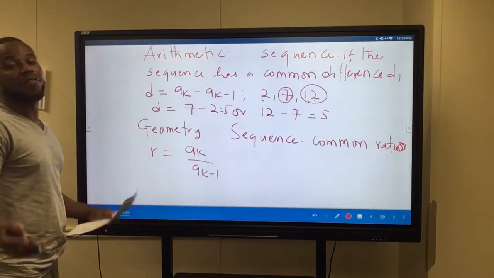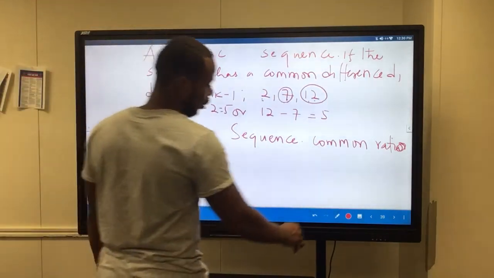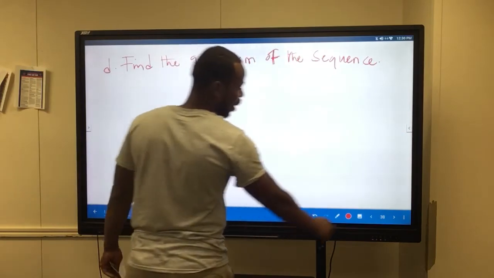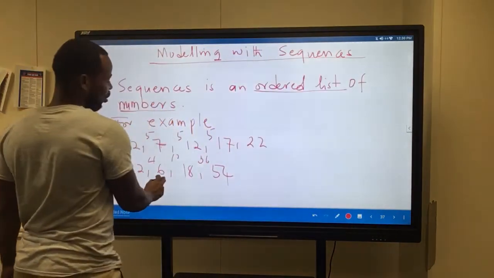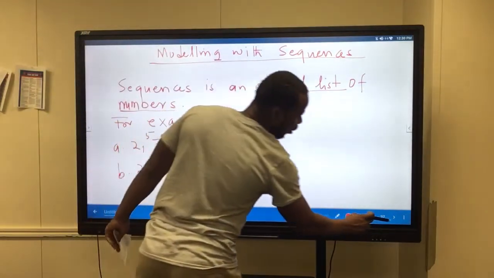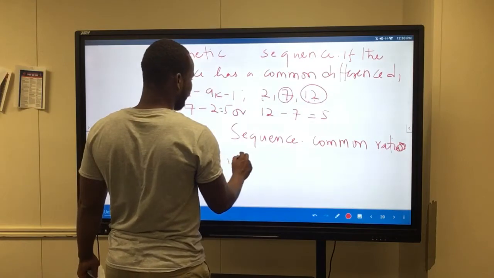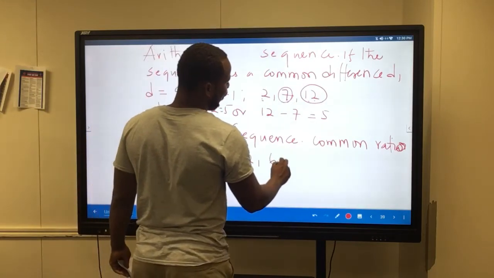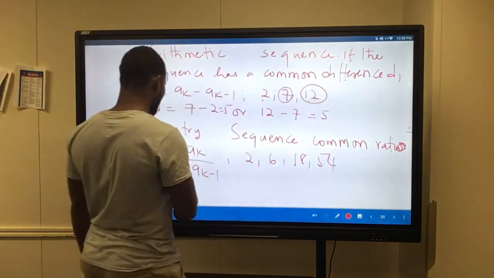Okay. Now, for the second sequence we had, what was it? Look at it. We had a sequence 2, 6, 18, 54. So imagine I have a sequence 2, 6, 18, and 54. Now I want to find the common ratio.